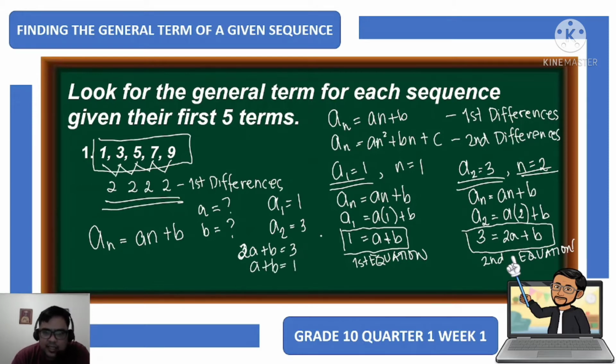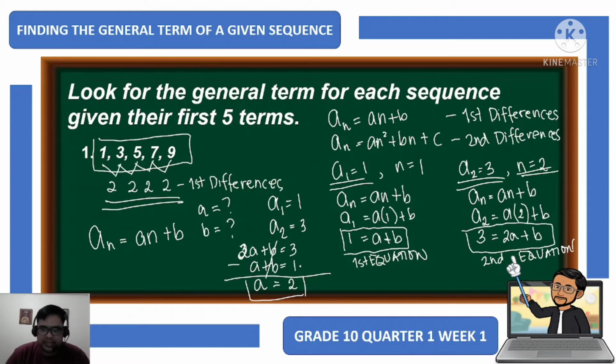So, this is the second equation, first equation. Normally, ang ginagawa natin, elimination method. So, pag subtractin natin yung dalawang equation, 2a minus a, that would be a, b minus b, so that is 0 or cancelled out. So, 3 minus 1, so that would be equal to 2. So, we can now look for the value of a, which is 2.